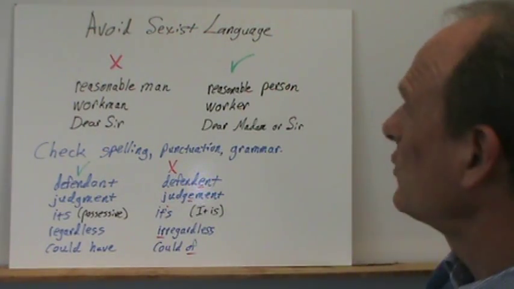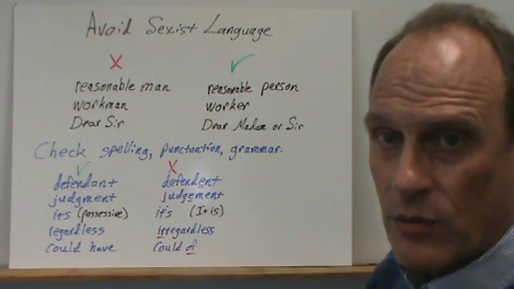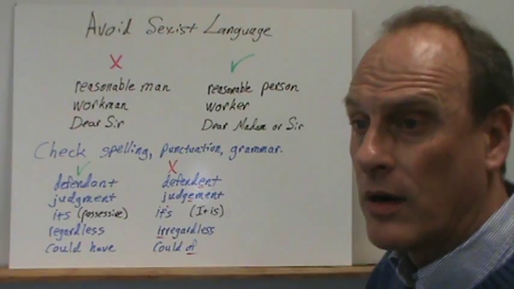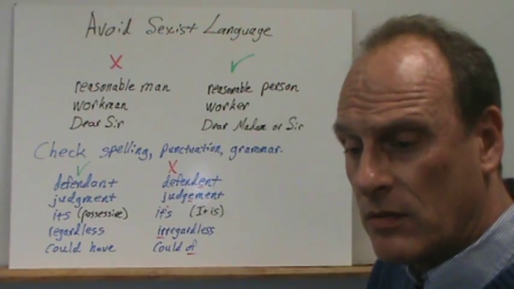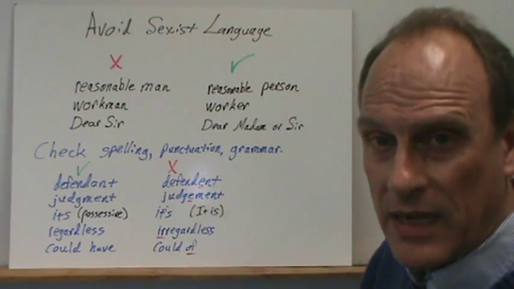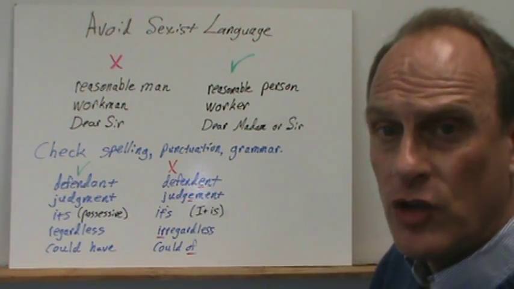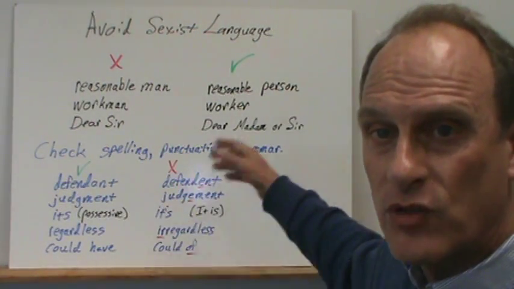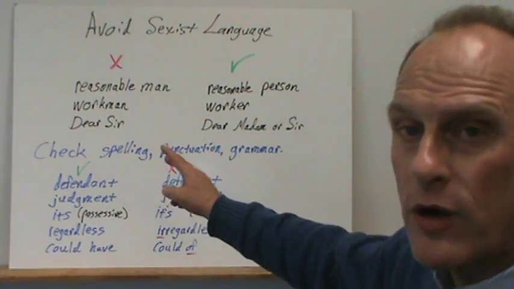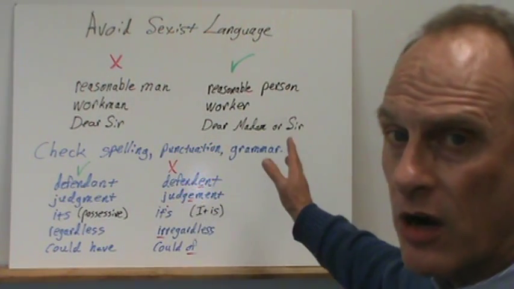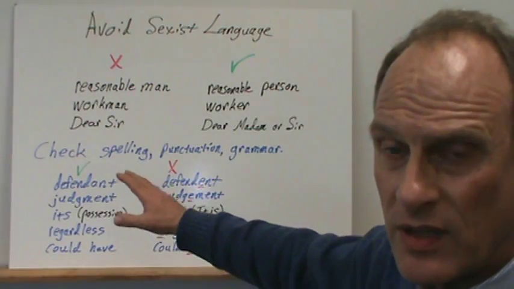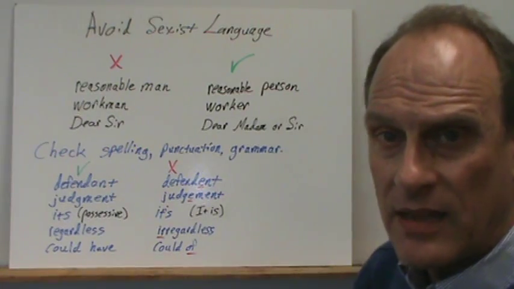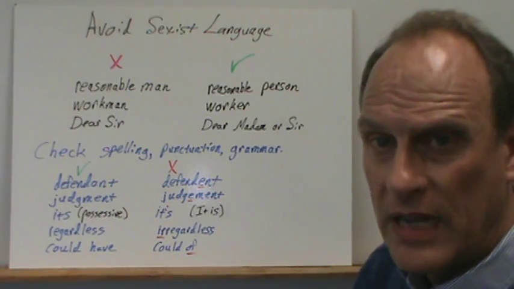We also want to avoid sexist language. There's a lot of language that we use that is not gender neutral, and so we want to try to be gender neutral where we can. Reasonable man, as in the reasonable man standard, becomes the reasonable person standard. A workman? No, we talk about a worker. When we do correspondence, not dear sir, but rather dear madam or sir. So we want to be sensitive to that and be more gender neutral in our writing.